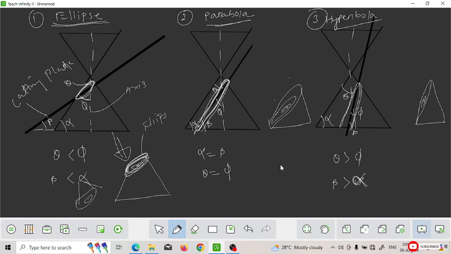Hence we can say that the section plane is parallel to the axis. Okay, before starting rectangular hyperbola we have to understand what is an asymptote. So an asymptote is a straight line that continuously approaches a given curve but does not meet it at any finite distance.